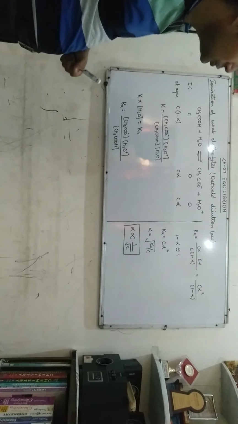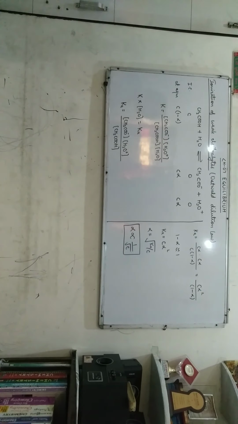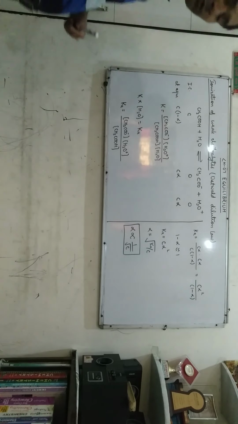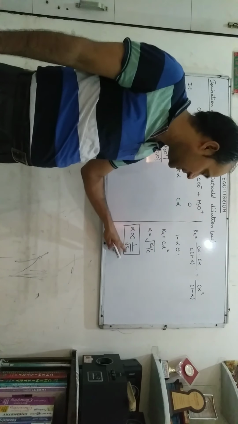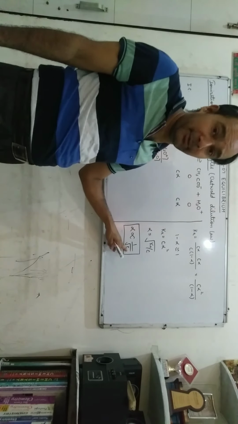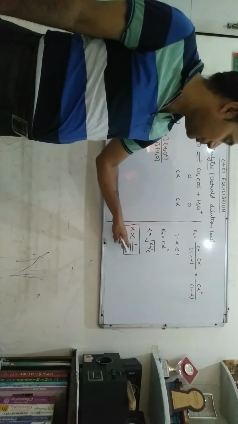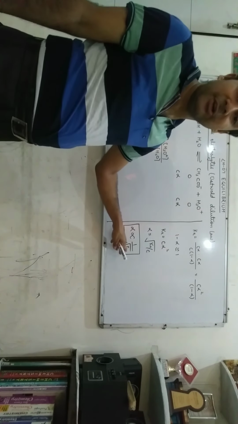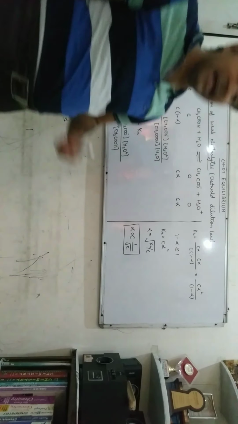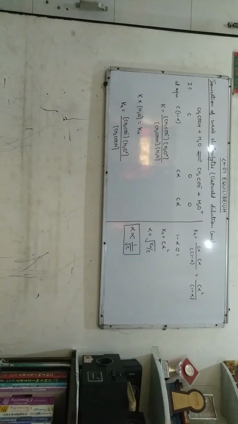So according to Ostwald dilution law, the degree of ionization of a weak electrolyte is inversely proportional to the square root of its concentration. I repeat again. The degree of ionization of a weak electrolyte is inversely proportional to the square root of its concentration. It is the Ostwald dilution law.